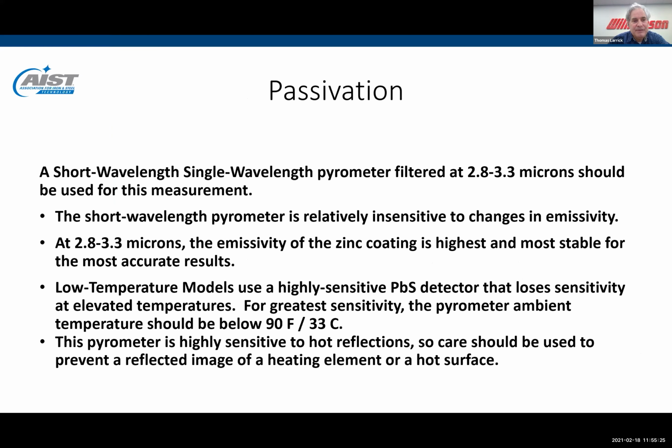And for the passivation drawing of an exit, again, a short wavelength technology can be used for this measurement, but it only measures down to about 74 degrees C, which is like 175 F or something. You cannot measure near ambient temperatures using these short wavelength technologies. But with the short wavelength, we can measure down to about 175 degrees Fahrenheit. And that's typically low enough for the passivation oven.